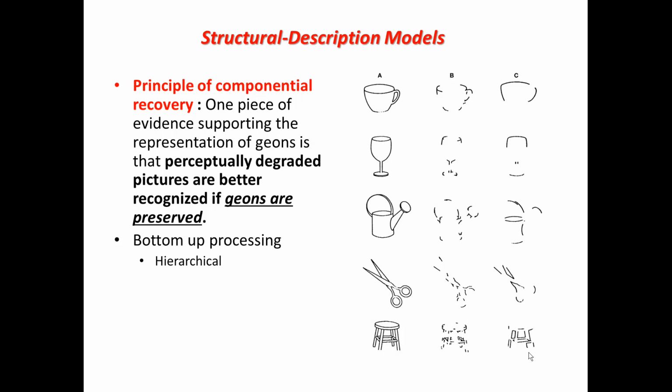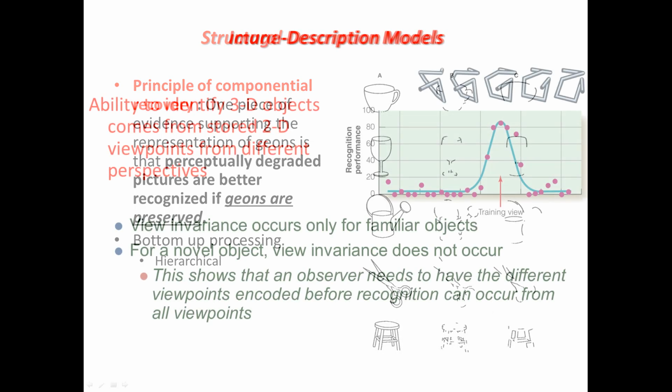Once again, then, what you're seeing is an example of how bottom-up processing of these degraded stimuli is affected or influenced by recognition of geons. And you can see that hierarchically, you might be able to build a scissor out of either of these images, but the system or humans do it much better with a stimulus like this than with a stimulus like this.